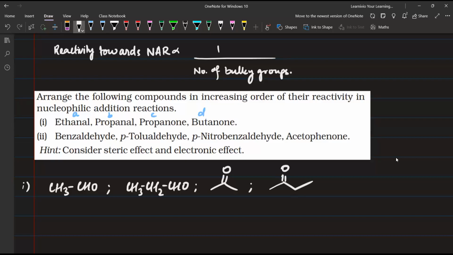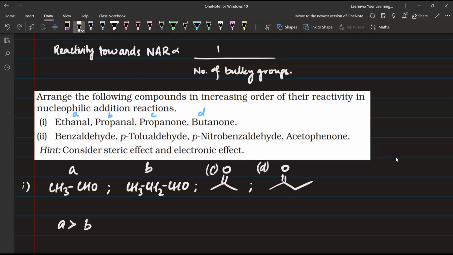Butanone में 4 carbon atoms and we have double bond O. We know that aldehydes are more reactive when compared to ketones. So obviously, this is A, this is B, this is C, and this is D. तो यहाँ पे A, B will be more reactive than C, D. अब A और B में कौन ज्यादा reactive होगा? Which is having less bulky group. So A is having less bulky group. So A will be most reactive, followed by B.